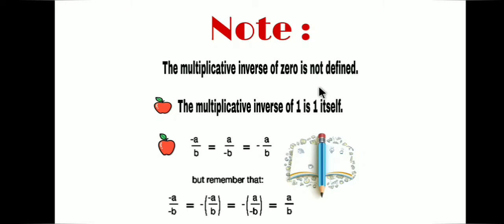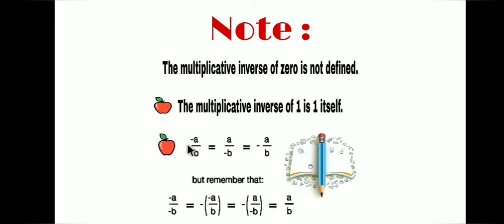Okay, we cannot write any number with the denominator as 0, because in a rational number the denominator can never be 0. A rational number is always in the form of p upon q, where q is not equal to 0. The numerator may be 0, but the denominator can never be 0. The multiplicative inverse of 1 is 1 itself. The number 1 is the only rational number with the multiplicative inverse as the number itself.